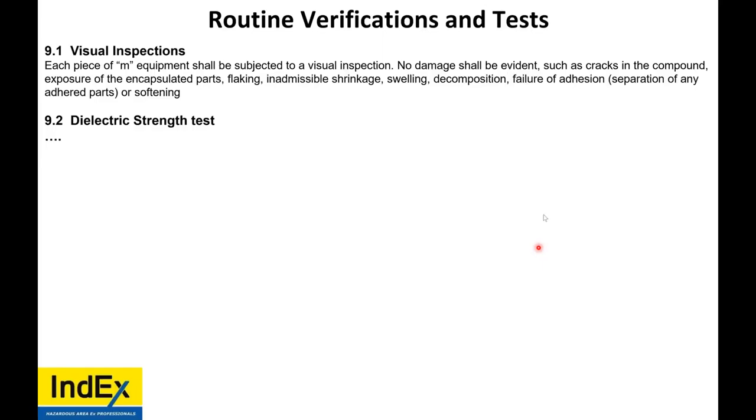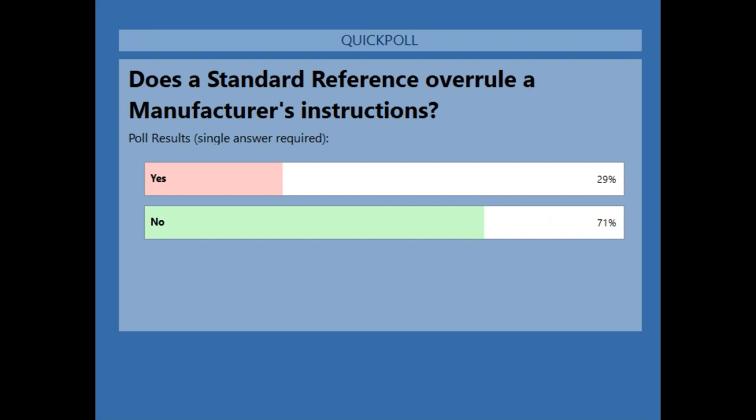Now, for the 29 or 30% who have been watching this presentation, I would suggest you watch it another 2 or 3 times. The standards tell you to follow what the certificate and the conditions of use say. They also tell you to do as the manufacturer tells you. So please get it out of your head. The standard does not overrule an existing certificate or manufacturer's documents.